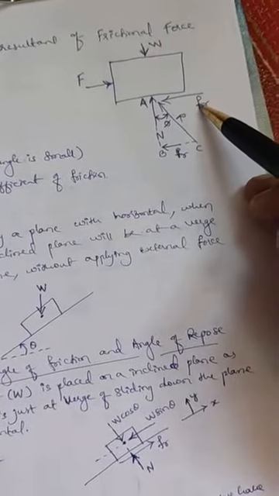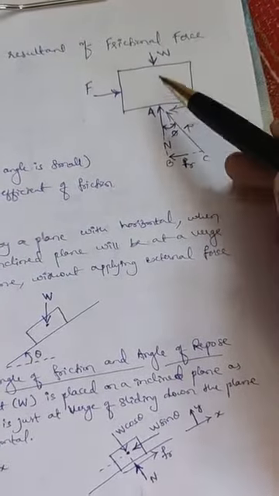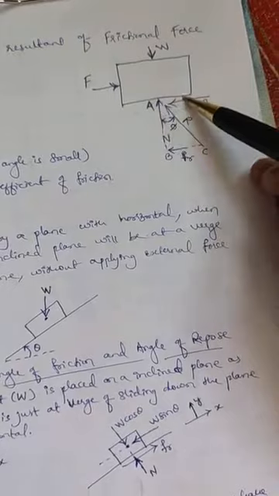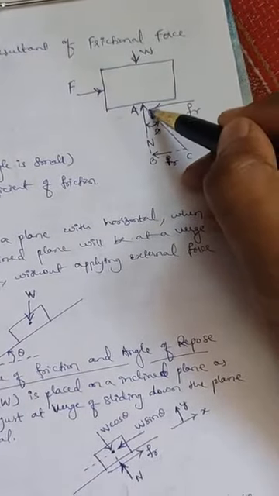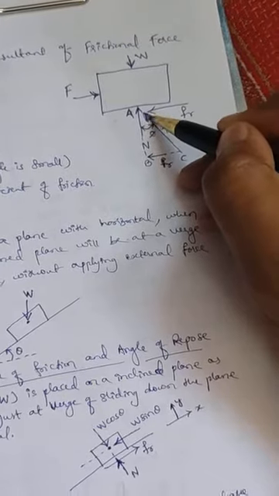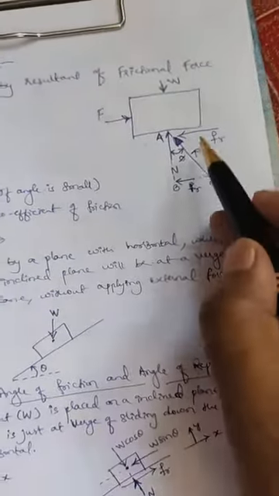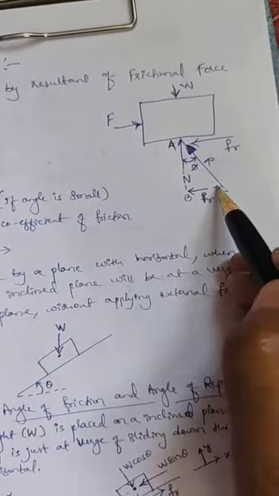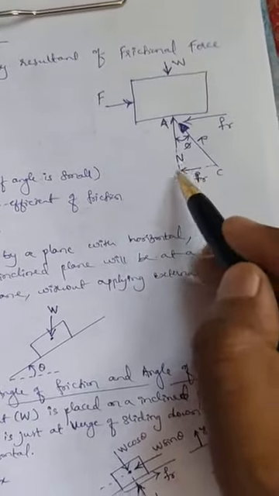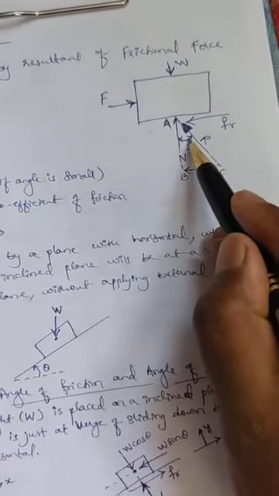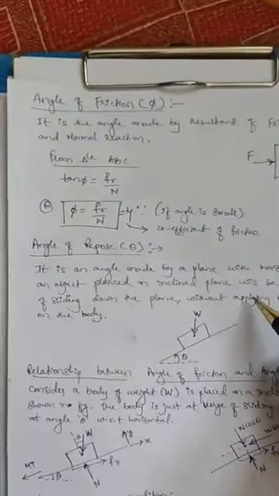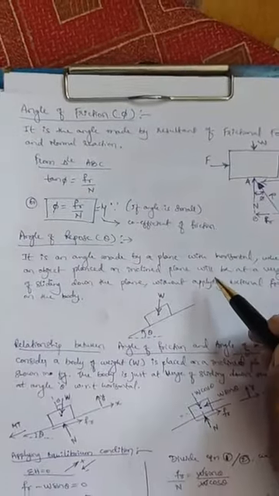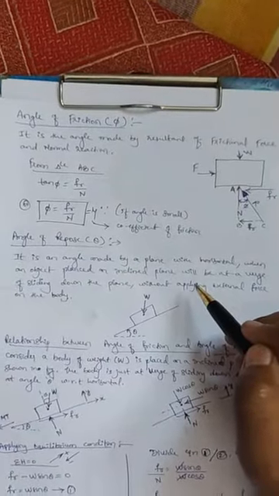Now, as the frictional force is acting towards the left, whereas the normal reaction is acting upward, the resultant of these two will be inclined. This is what the resultant is. And what is the angle made by this resultant force with respect to normal reaction or y-axis? This angle is called angle of friction. Here we have written it is the angle made by resultant of frictional force and normal reaction.